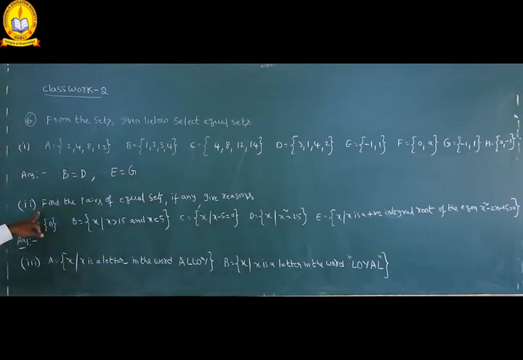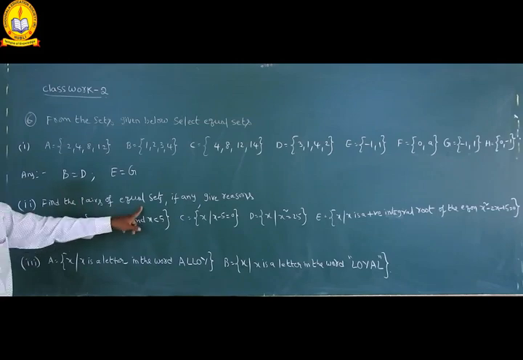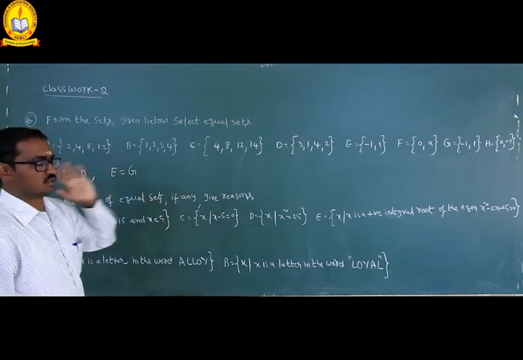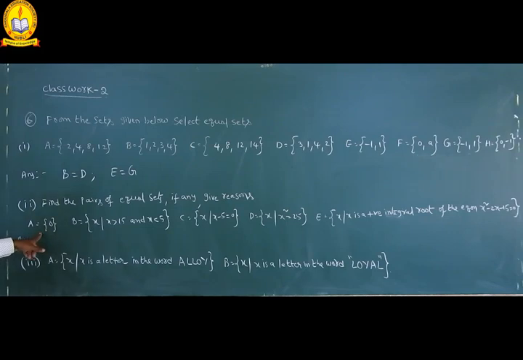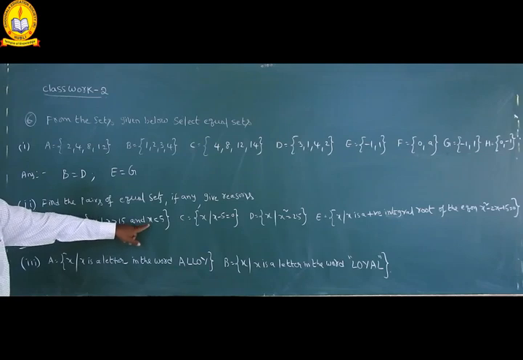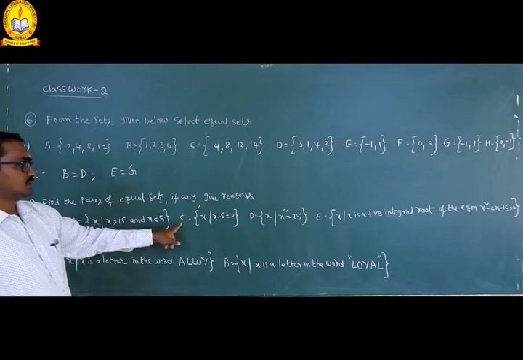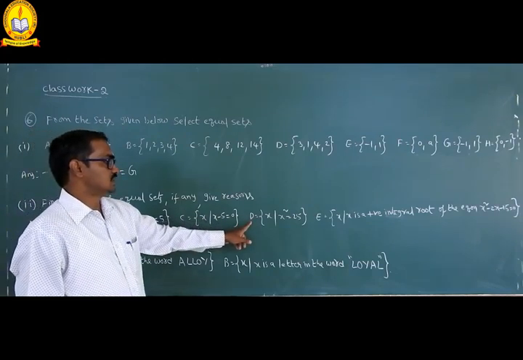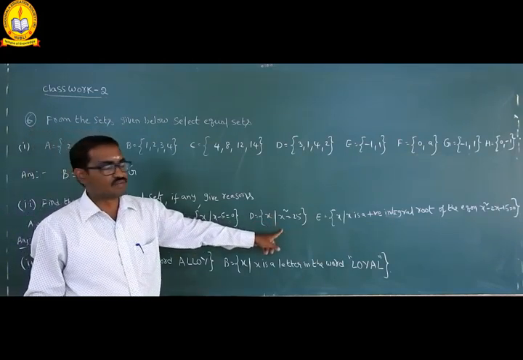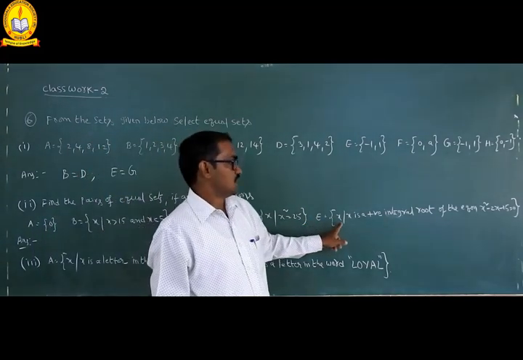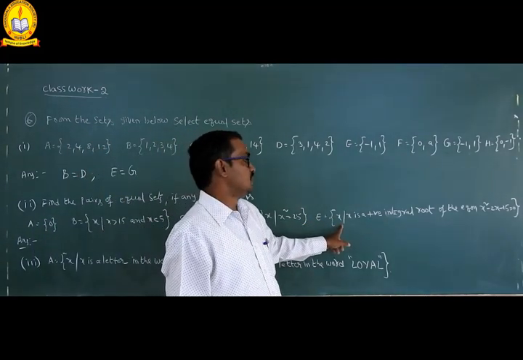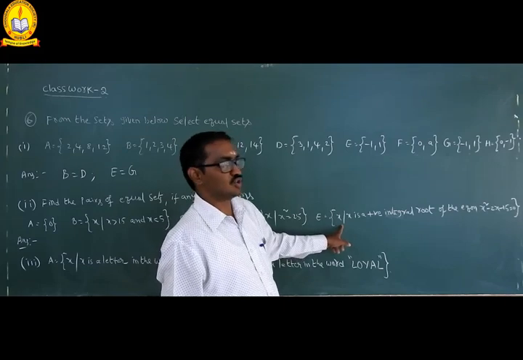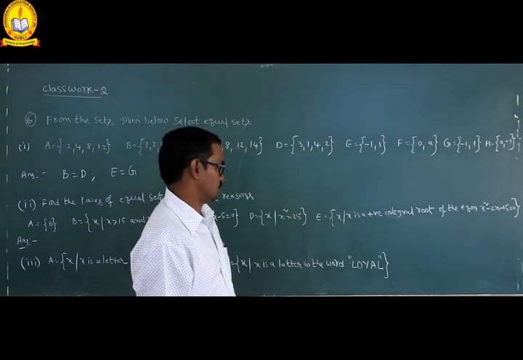Next, second main. Find the pairs of equal sets, and if any, give reasons. Set A is singleton 0. Set B is equal to {x such that x is greater than 15 and x is less than 5}. Set C is equal to {x such that x minus 5 is equal to 0}. Set D is equal to {x such that x squared is equal to 25}. Set E is equal to {x such that x is a positive integral root of the equation x squared minus 2x minus 15 is equal to 0}.